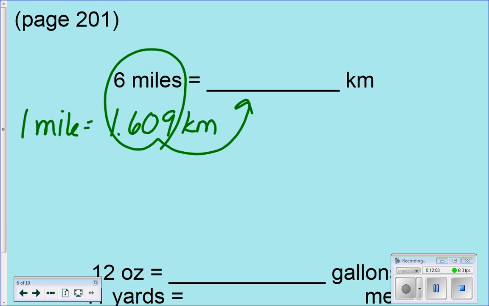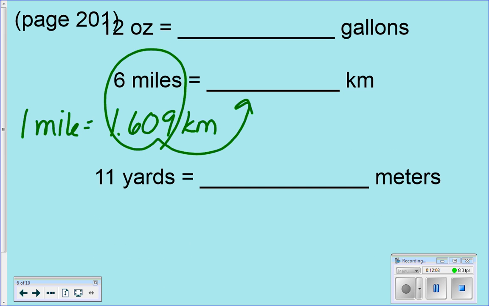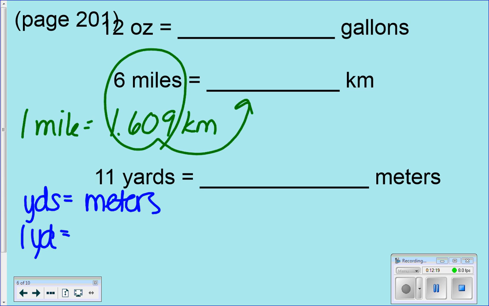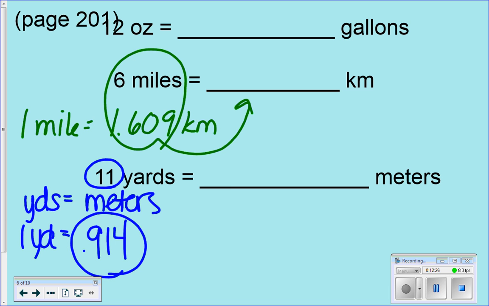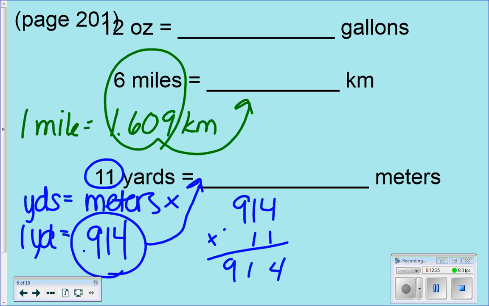Okay. So let's do another one. Let's talk about this one. Let's do this one together. So I have yards to meters. So 1 yard is how many meters? 0.914. So what I'm going to do is take this 0.914 and multiply by 11, and that's going to give me my answer. So 0.914 times 11.